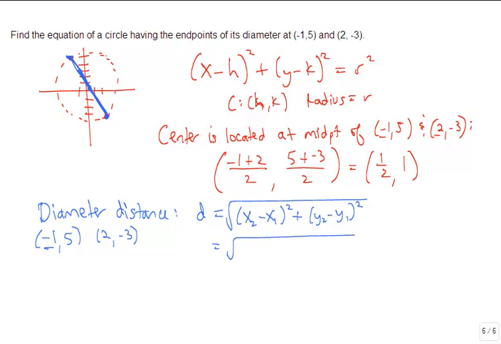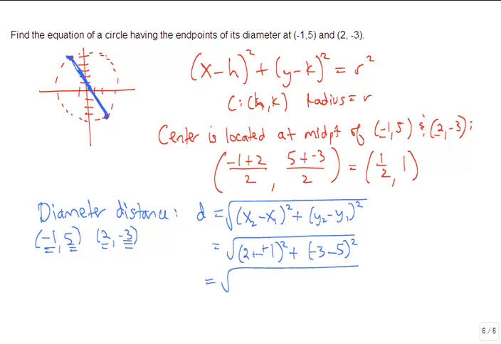So if we are using our two diameter endpoints, -1, 5, and 2, -3, we're going to take these two x's, and it doesn't matter which one you start with. I'm going to start with the 2, and I'm going to subtract from it the other one, which would be -1. So you actually get a double negative here, so this is going to become plus. Then I'm going to subtract the y. Since I started with the 2, just to be consistent, I'm going to start with the -3, and I'm going to subtract the other y, which was 5.